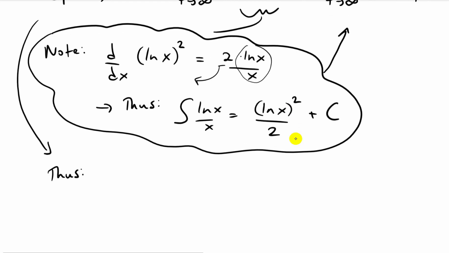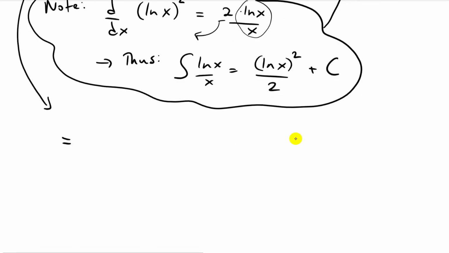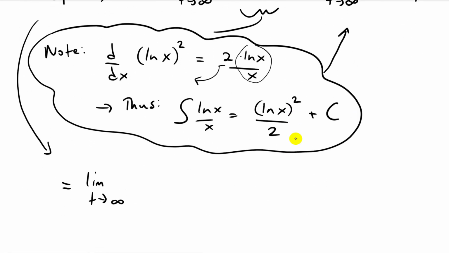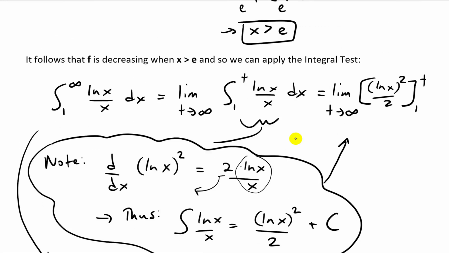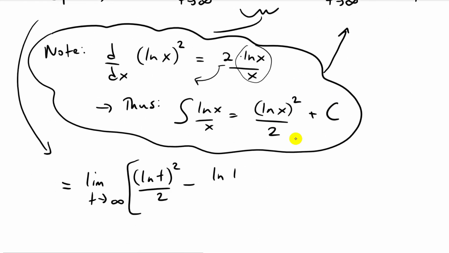Thus, what we have, let's put an equal sign, so equals, just to extend this calculation. So we're going to have the limit as t approaches infinity, and then just plug this inside. So (ln t) squared over 2, bracket minus, and then this is 1, so (ln 1) squared over 2.